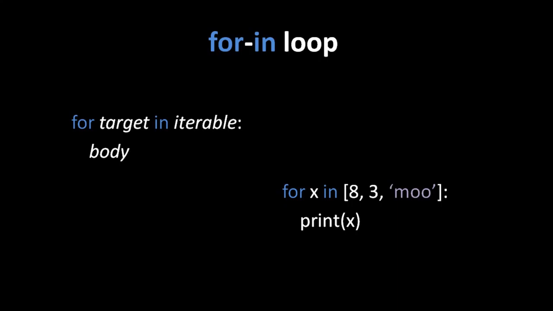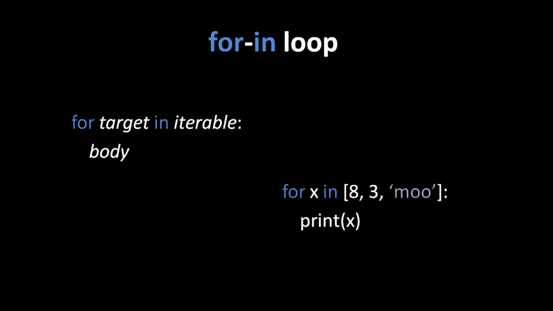Well, this is a loop that will iterate 3 times, and in the first run x will have the value 8, in the second it will have the value 3, and then in the third it will have the value of the string moo. So as you can see, the for-in loop is a really convenient way of iterating over every item in some collection. Certainly more convenient than using a regular while loop.